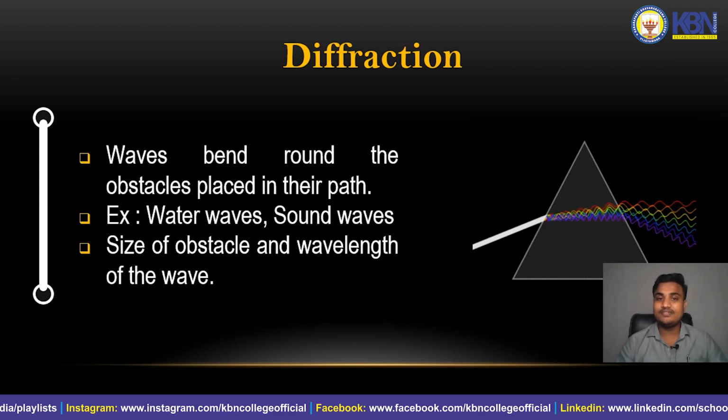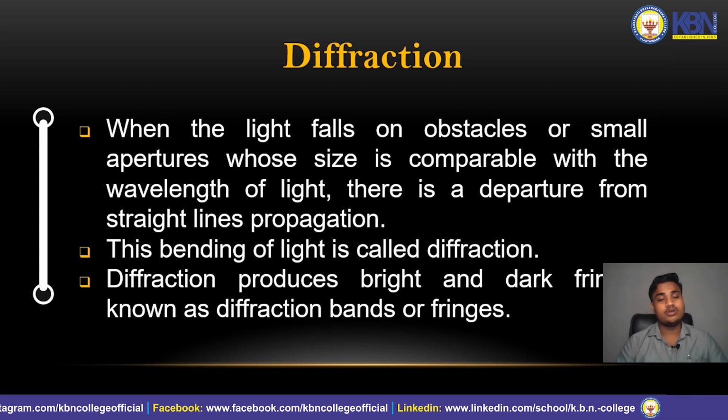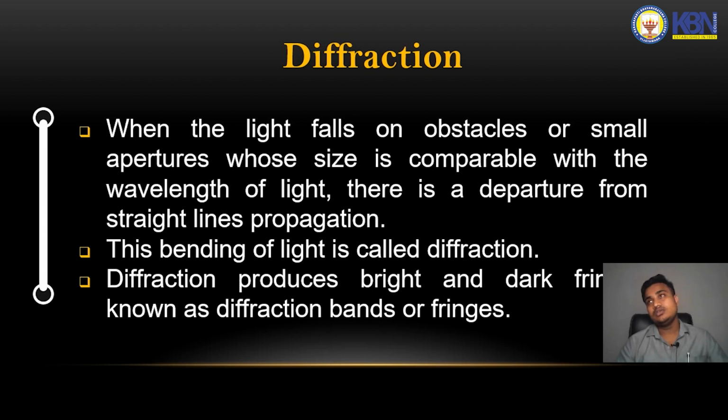What is the actual definition of diffraction? When light falls on obstacles or small apertures whose size is comparable with the wavelength of the light, there is a departure from straight line propagation. This bending of light is called diffraction. Diffraction produces bright and dark fringes known as diffraction bands or diffraction fringes.